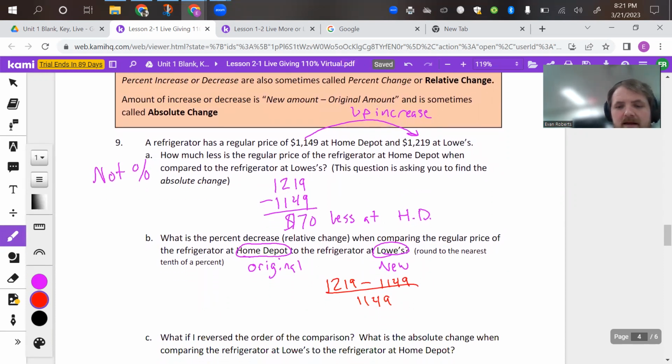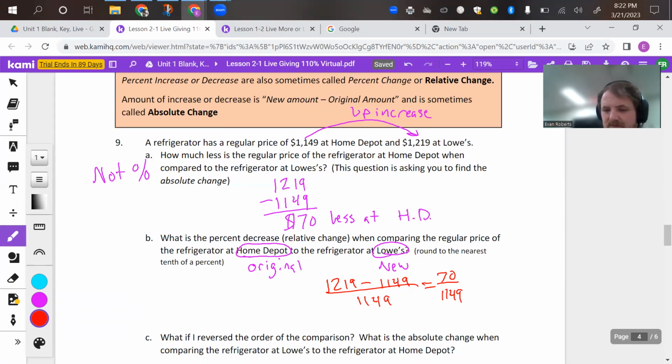A common thing that happens is people get to here and they want to go like this, which isn't a bad thought. We should get in the habit of recognizing some things like that. But what happens is you're kind of breaking order of operations. You would have to subtract these first before you can cancel those out. Just kind of a side note, there's going to be a lesson on that in days to come, but just know that you should subtract on top first to get 70 divided by 1149.